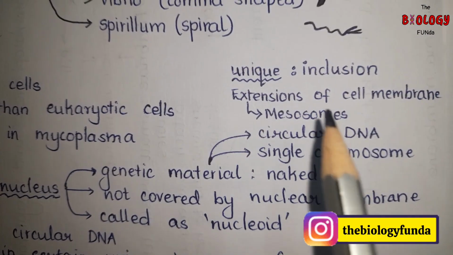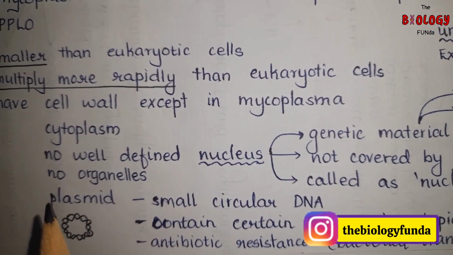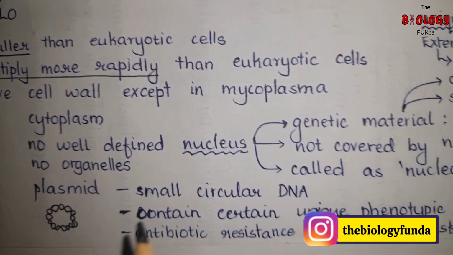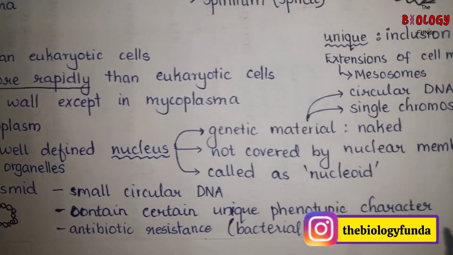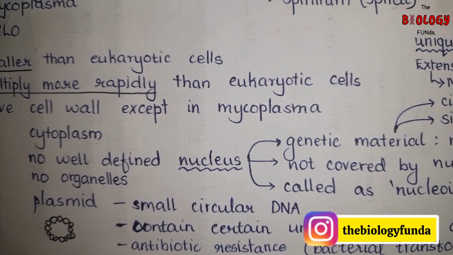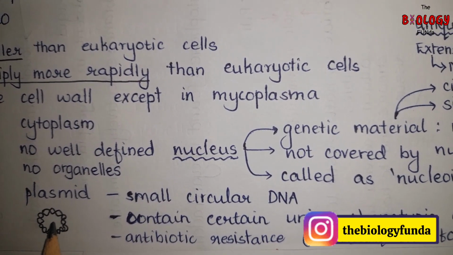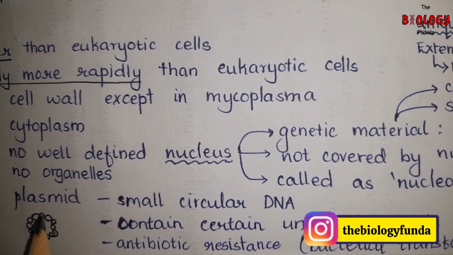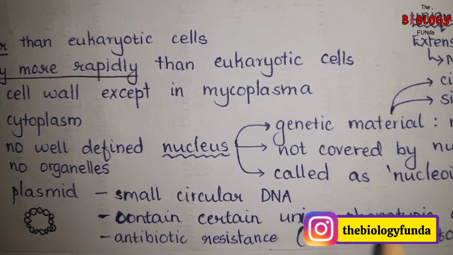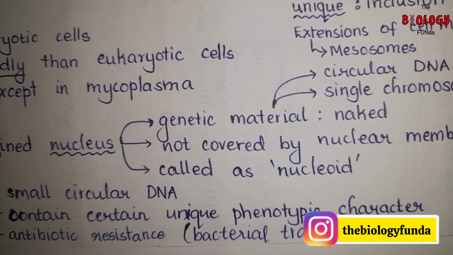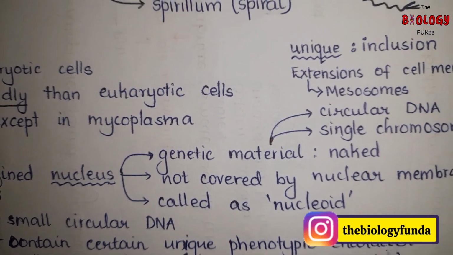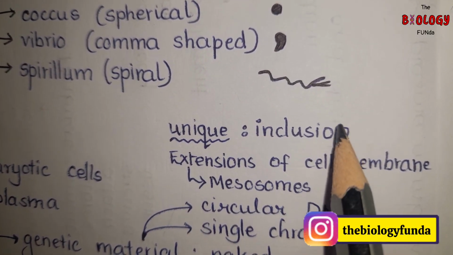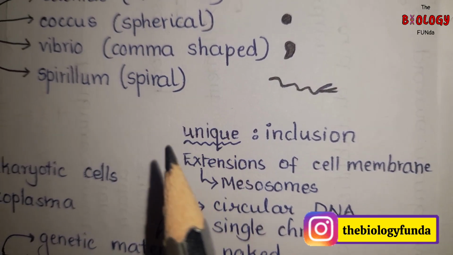Besides this DNA, which is naked, there is another kind of DNA, small circular DNA called as plasmid. This plasmid contains certain unique phenotypic characters and these play a very important role in the bacterial transformation as they are antibiotic resistant. The gene is used for the bacterial transformation and this you are going to learn in the chapter biotechnology in class 12. Prokaryotic cells have a unique feature called as inclusions, which we will learn in this video in detail.